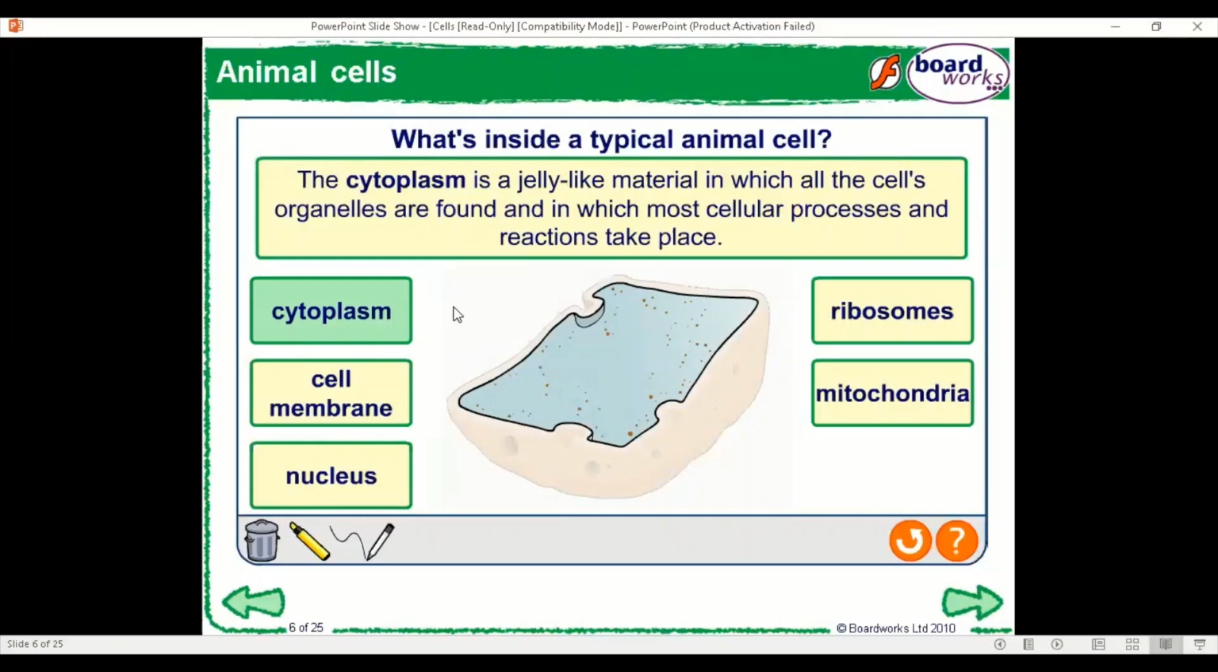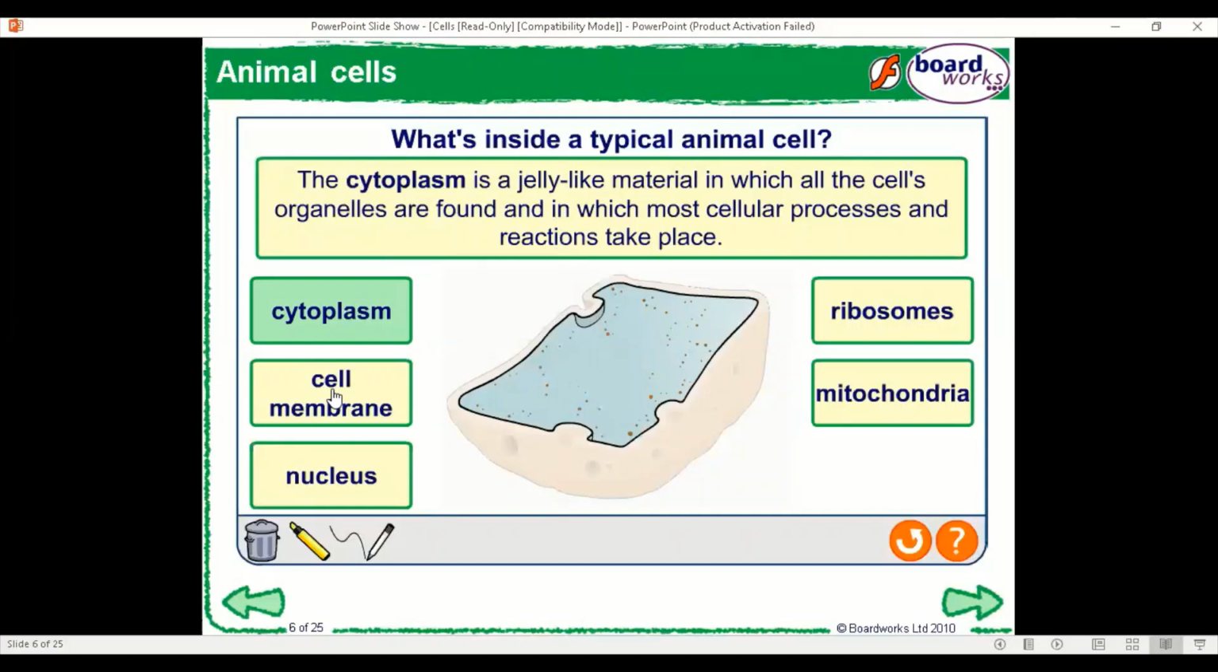Okay? So cytoplasm is a jelly-like material which the organelles sit in. When I say organelles, even plant and animal cells have their own tiny little organs called organelles. They're little parts of the cell that do a job. Cytoplasm, typical animal cell. So you write that title and then you explain that.